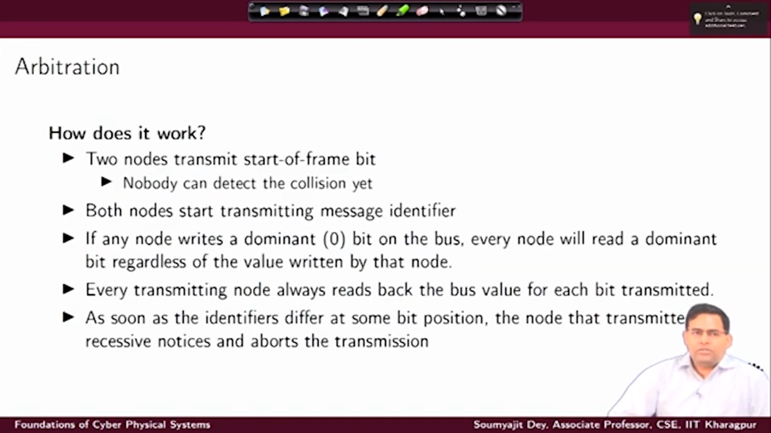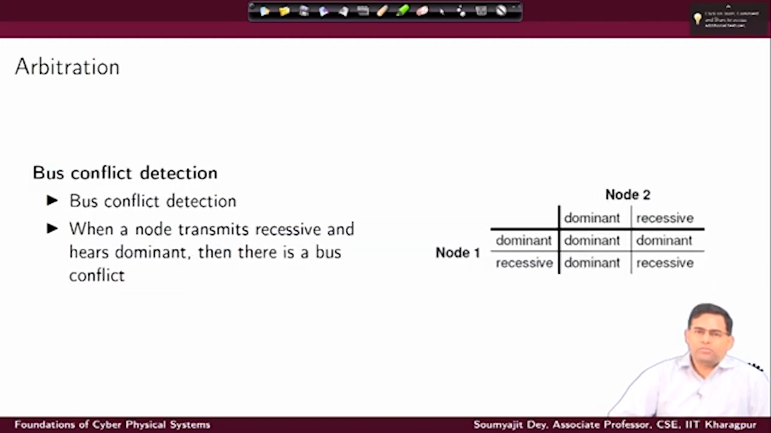And how it works is the two nodes transmit the start of frame bit. Now both the start of frame bits are the same, right? I mean both have the same polarity, so there is no collision. Now both nodes will start transmitting their message identifiers, right? Now whenever one node gives a dominant bit, every node will read a dominant bit regardless of the value written by the other node, because of this property.